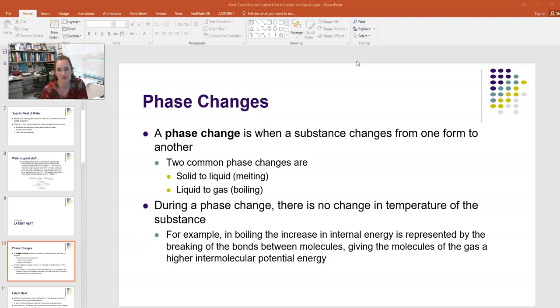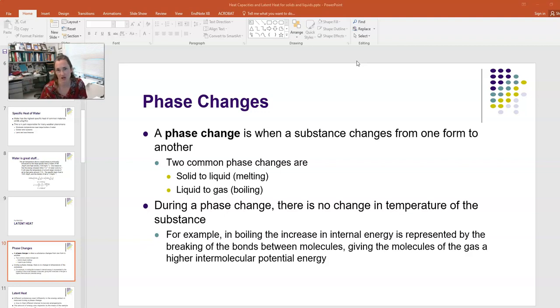You could also go from a solid to liquid. If you have a cube of ice and you leave it out on a common surface or whatever and wait a little while, it'll melt and turn to liquid water. So melting is when something goes from solid to liquid. So that's some common phase changes that we're used to thinking about.